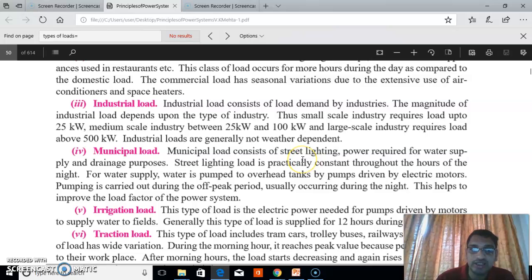And for water supply, we need a small electric motor. In the normal case, this type of electric motor is turned on during the off peak hour or night time, that means between 12 midnight and 5 a.m. That is the off peak period, because it improves the load factor of the power system.